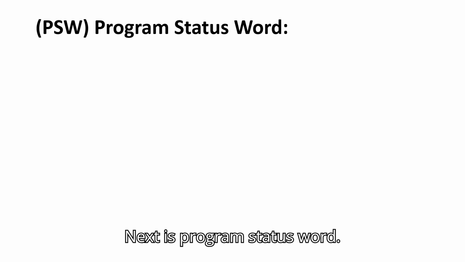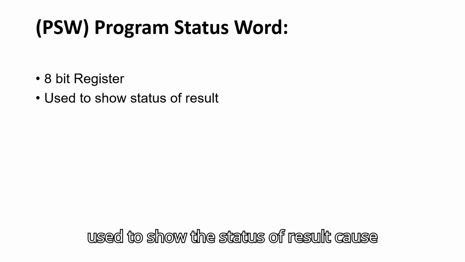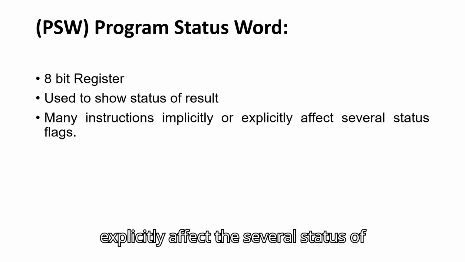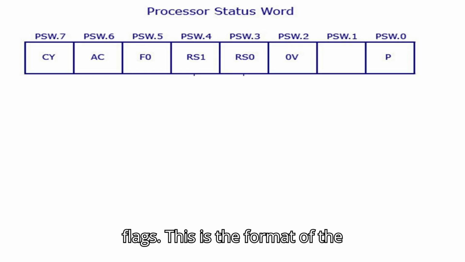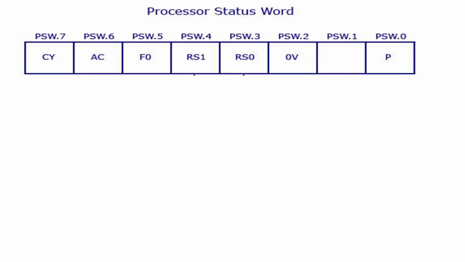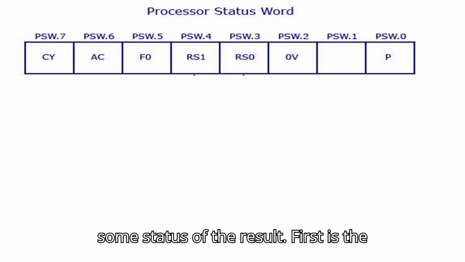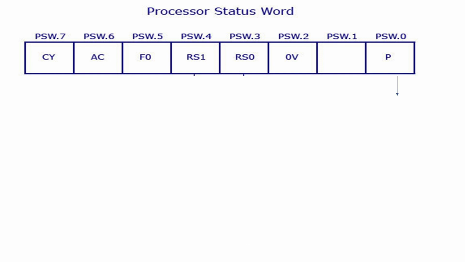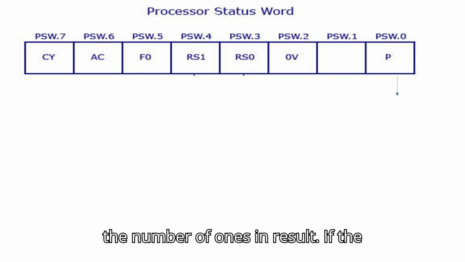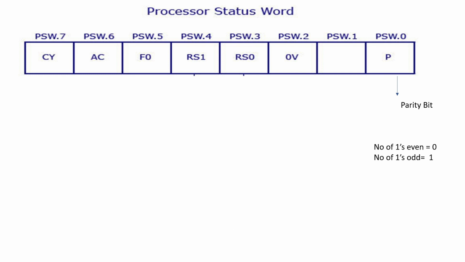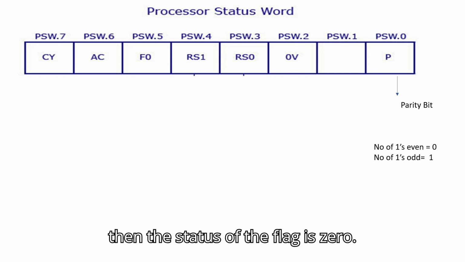Next is the program status word. It is an 8-bit register used to show the status of the result, because many instructions implicitly or explicitly affect several status flags. This is the format of the PSW. It has 8 bits and every bit shows some status of the result. First is bit 0. Bit 0 is the parity flag. It shows the number of ones in the result. If the number of ones in the result is odd, then the flag is 1. If the number of ones in the result is even, then the flag is 0.